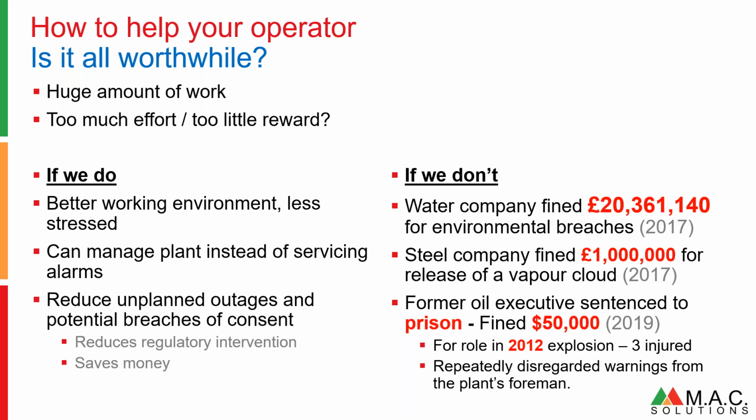But the foreman had repeatedly told the executive, we can't run the plant. This needs fixing. That needs doing. He repeatedly ignored the warnings and said, run the plant. If your operator's coming to you and telling you repeatedly that this is wrong, this needs fixing, and you ignore it, and there's an incident, potentially this could happen to you.